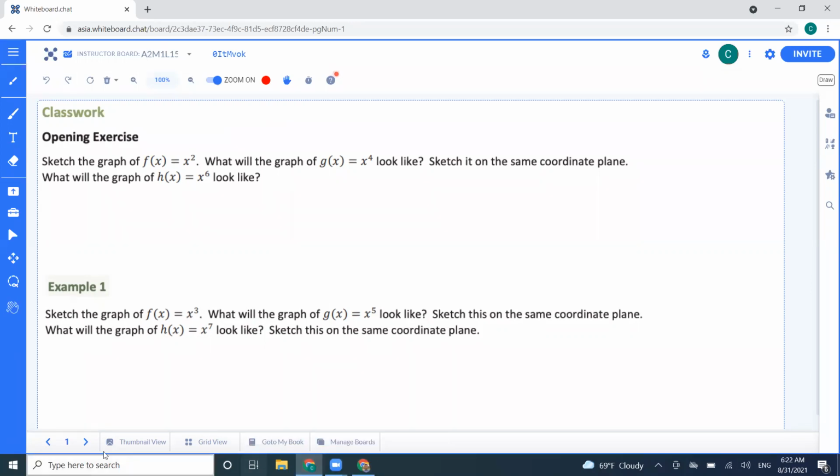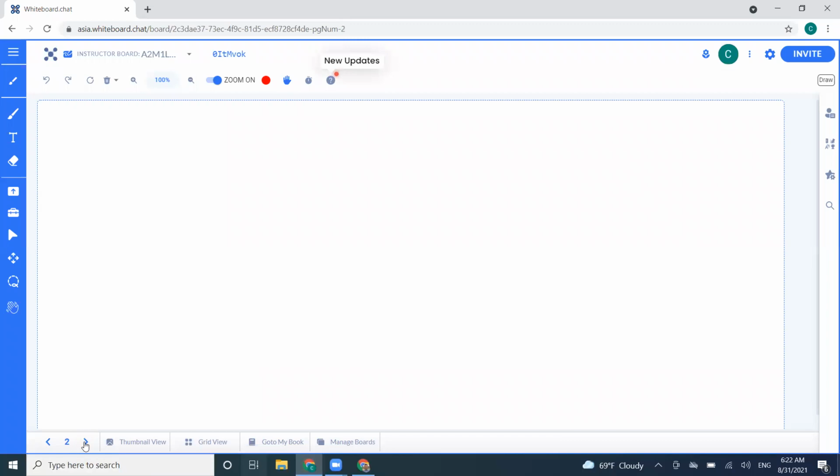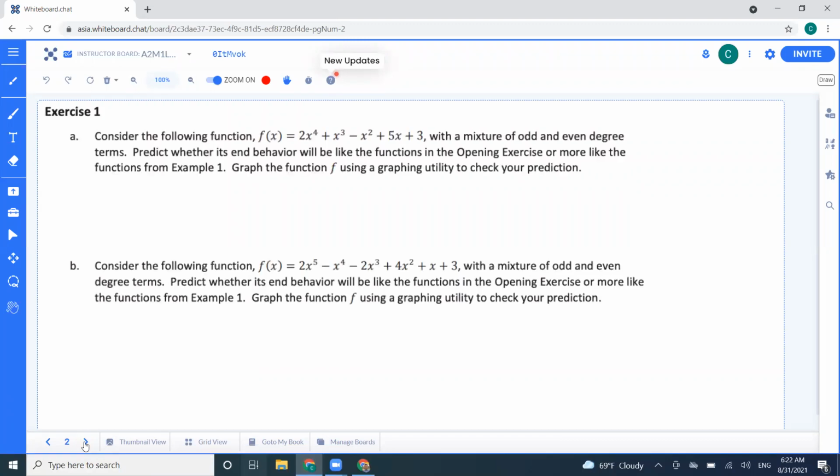So let's go to page 2. It says, exercise 1, consider the following functions. F of x is equal to 2x to the fourth plus x cubed minus x squared plus 5x plus 2, with a mixture of odd and even degree terms. Predict whether its end behavior will be like the function of the opening exercise where they are the even degrees, or like example 1 where they're the odd degrees. Graph the function f using a graphing utility to check your prediction.